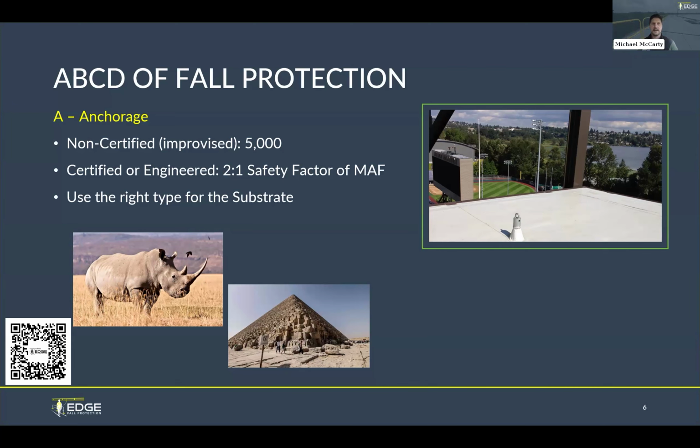Things that are going to come into play here on anchor design: what kind of substrates are we attaching to? Steel, concrete, wood. These can really change how that anchor is designed.